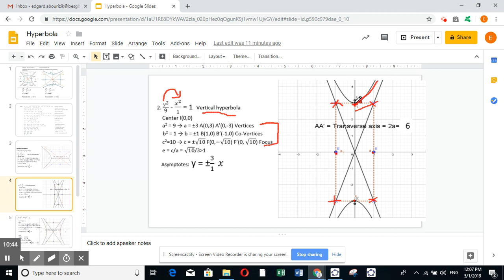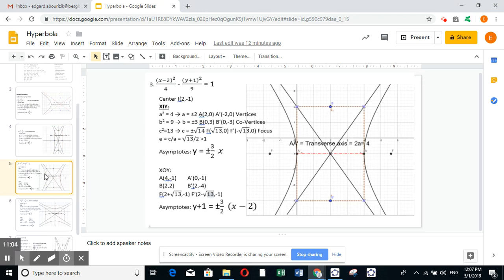It will become near the line, but it will not touch it till infinity. And here the same thing. As you can see, it will become near, but it will not touch it. The transverse axis here, because it's vertical, it's parallel to the y-axis, equal to 2a. Since a is 3, it will be 6.